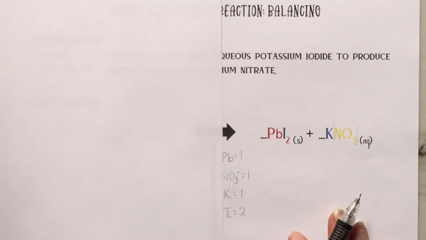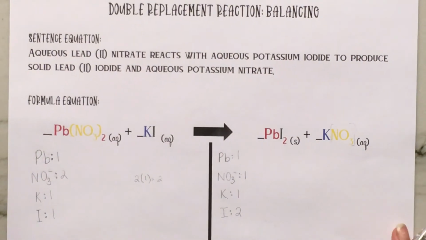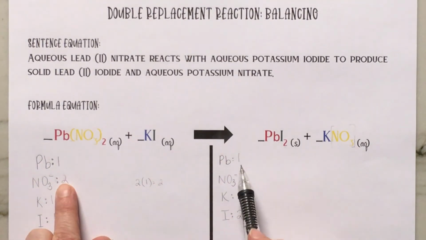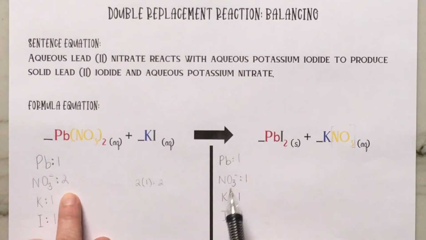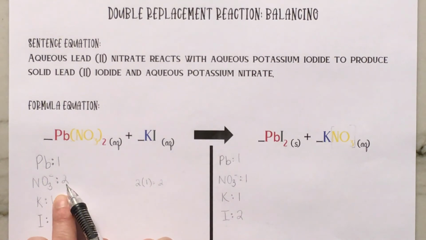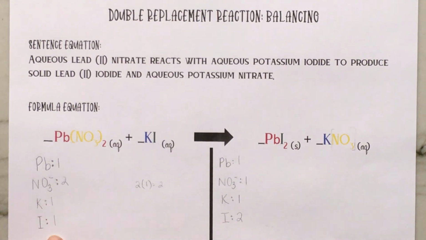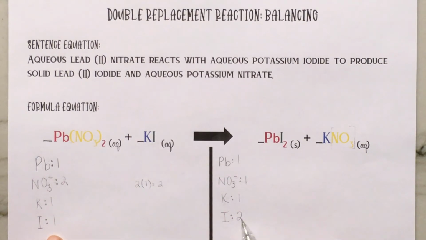All right. Now we can compare both sides of our formula here. Compare leads to leads. We have 1 lead, 1 lead. Okay, leads are balanced. Look at your nitrates. You have 2 nitrates on your reactant side, and we only have 1 under products. Your nitrates are not balanced. Looking at your potassiums, 1 in the reactant, 1 in the product. Those are good. Look at your iodides. 1 in the reactant, 2 on the product. So both our iodides and our nitrates are not balanced here.